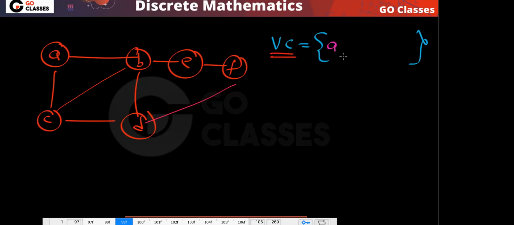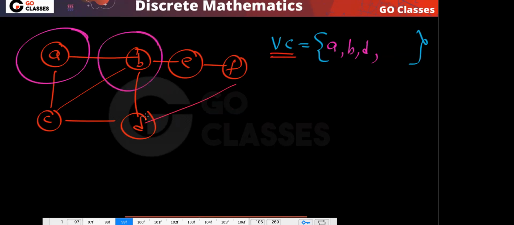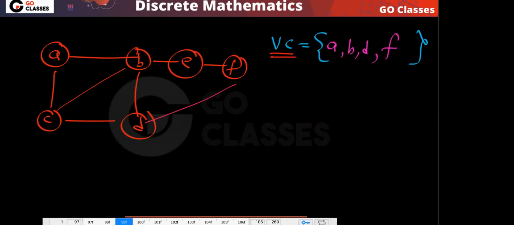So I can take this vertex cover. I can take A, B, D, and F. A, B, D, F. So this is what I can take. This is your vertex cover.